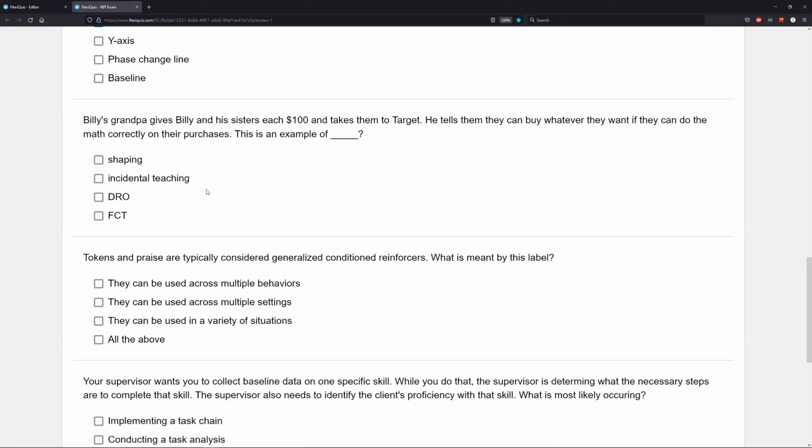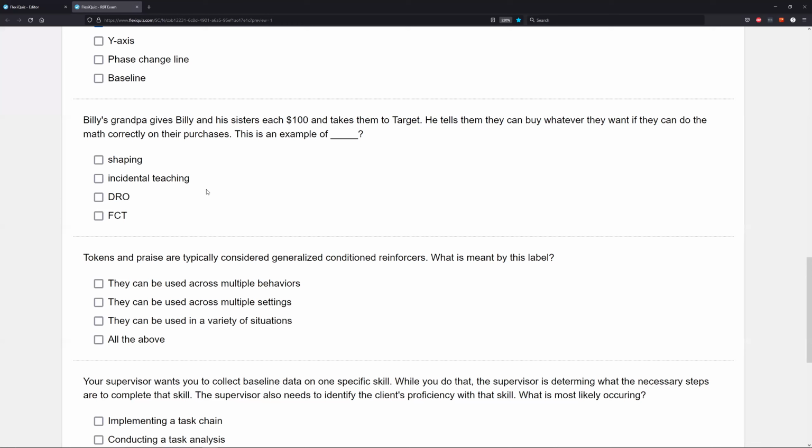There's not a lot of control in the environment, right? So what kind of teaching are we using here? Is Billy's grandpa shaping anything? It doesn't seem like it, right? We're not sure exactly what skill other than math he's teaching. There's no explicit approximations of the behavior, okay? So shaping probably isn't our right answer.